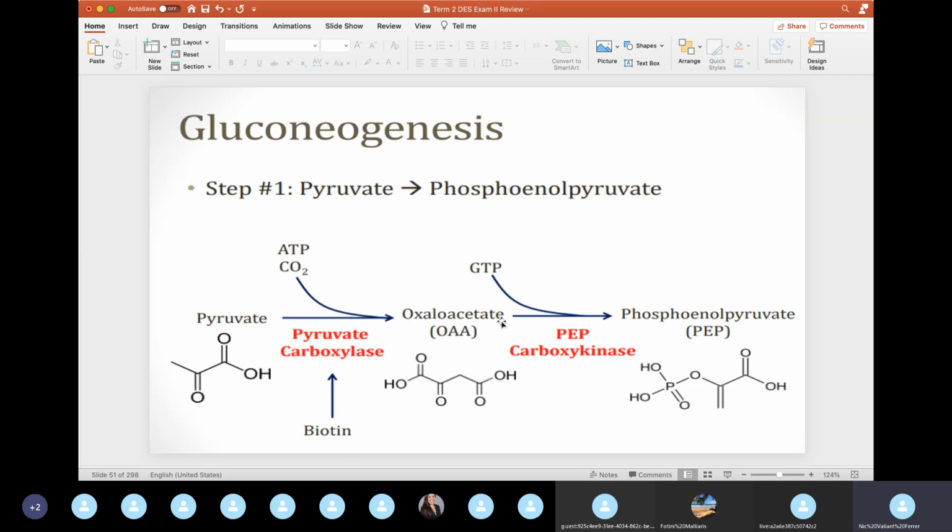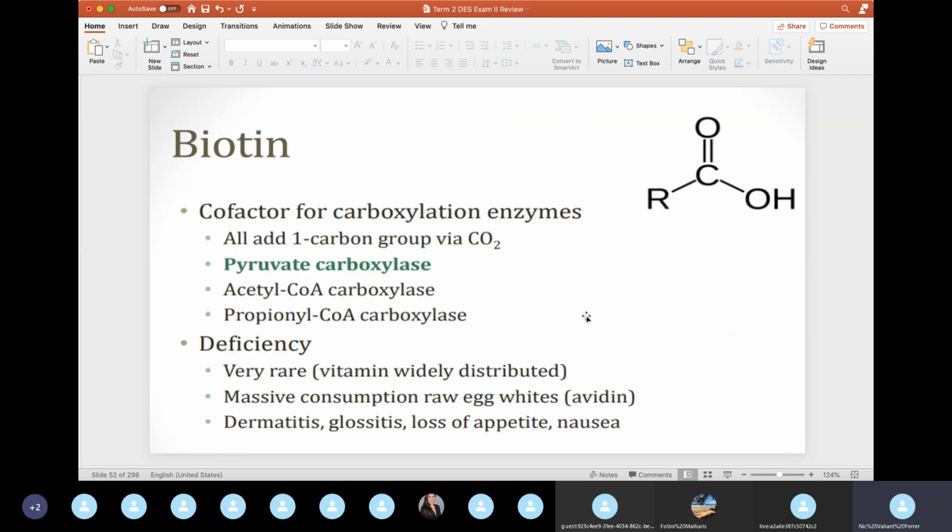From oxaloacetate, it can now get out of the mitochondria and go to the cytoplasm to be converted by PEP carboxykinase to phosphoenolpyruvate. So two enzymes here, that's very important. Pyruvate carboxylase via biotin, and you have your PEP carboxykinase, which needs GTP. Don't forget that on high yield, GTP for your PEP carboxykinase.